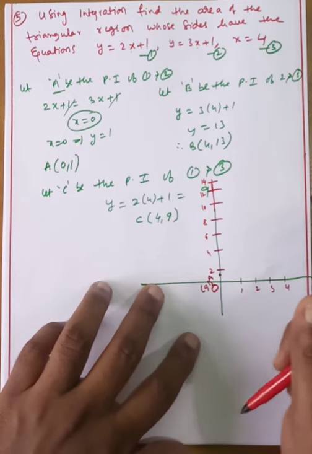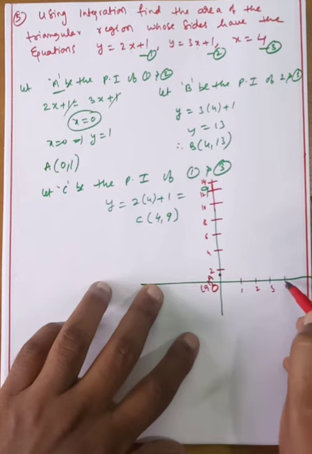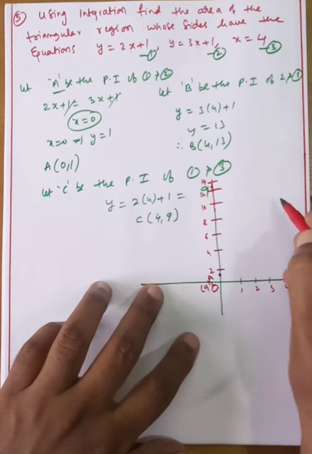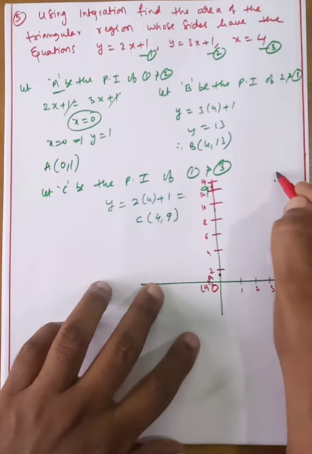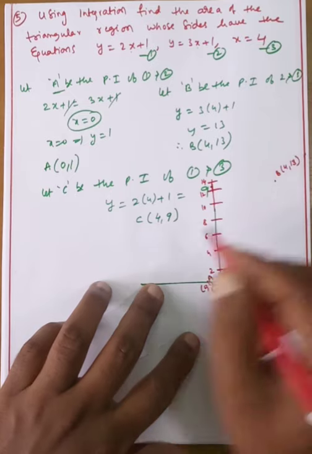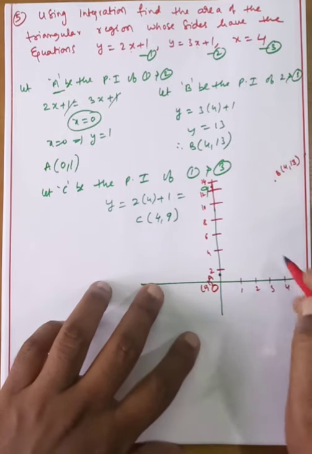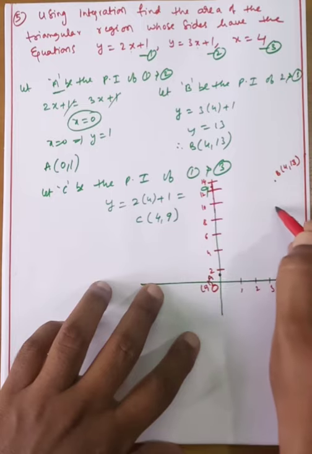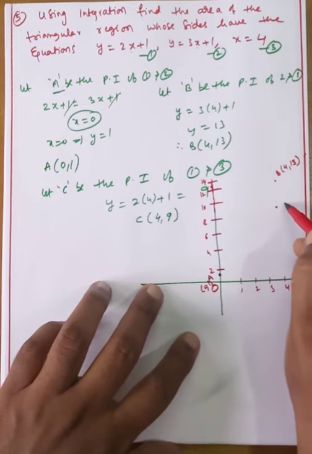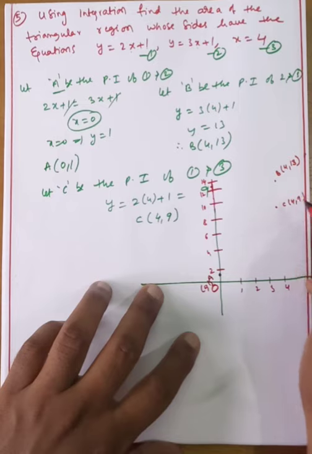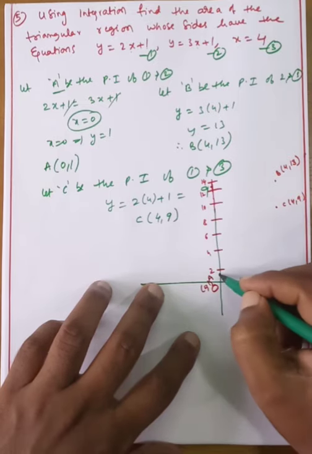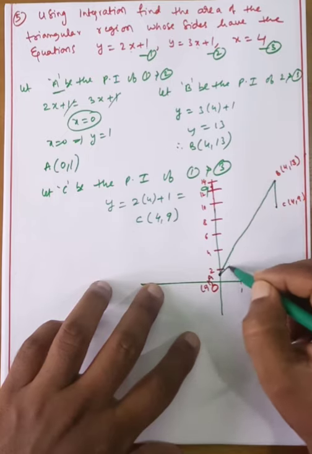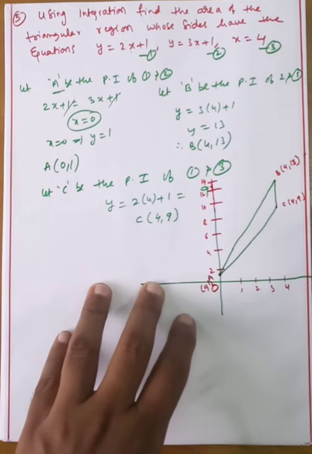After that, what is B? B is 4 comma 13. Here 4 comma 13, here in this place, 100%. Here 13, 13 in between. This is B, 4 comma 13. Next, what about C? 4 comma 9. 4 to 9 here. This is C, 4 comma 9. Now joining these points, this one, this one, this one, we will find this area.